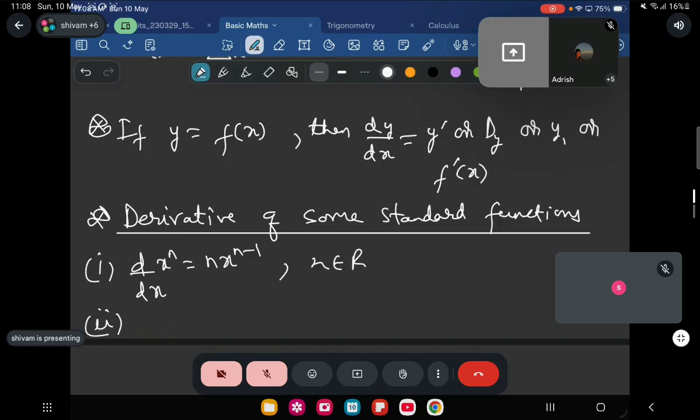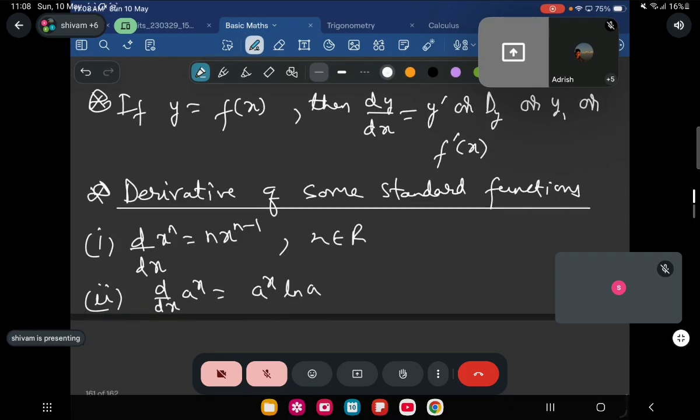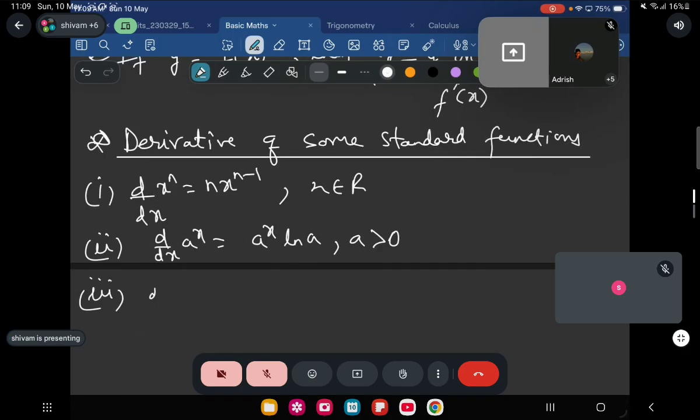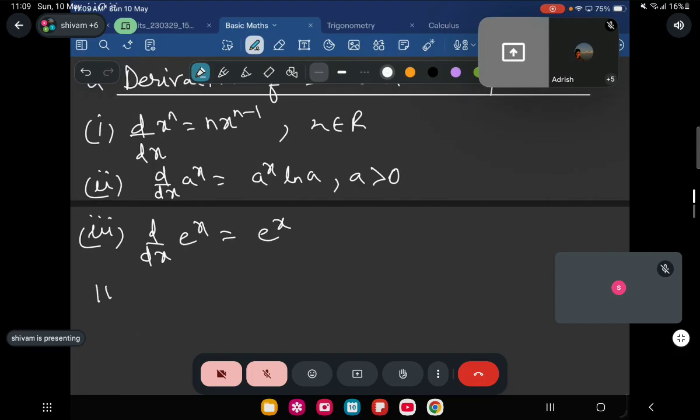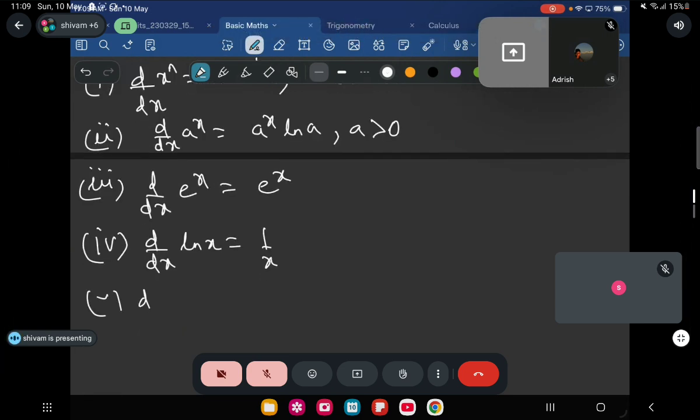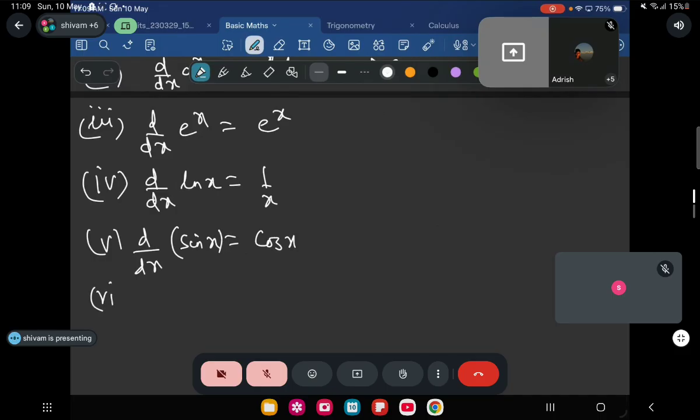Number 2. dy dx of a to the power x will be equal to a to the power x ln a, where a is greater than 0. Next, number 3. dy dx of e to the power x will be equal to e to the power x only. It will never change. Number 4. dy dx of ln x will be equal to 1 by x. Number 5. dy dx of sin x will be equal to cos x. Number 6. dy dx of cos x will be equal to minus sin x.